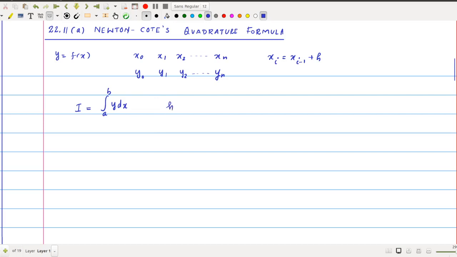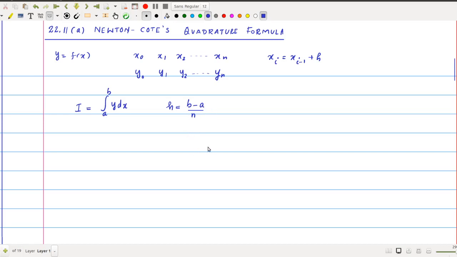In that case, we set h equal to (b minus a) by n. So this is the relation between n, h, b and a. We find such a value n such that h is equal to (b minus a) by n, or you can define n as (b minus a) by h as well.